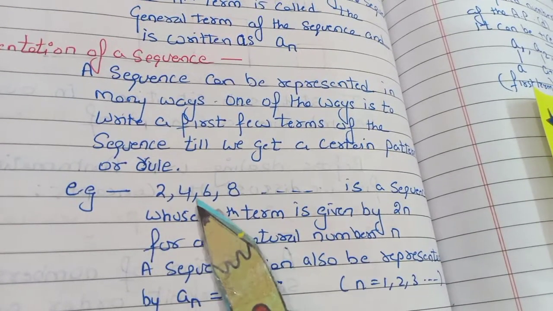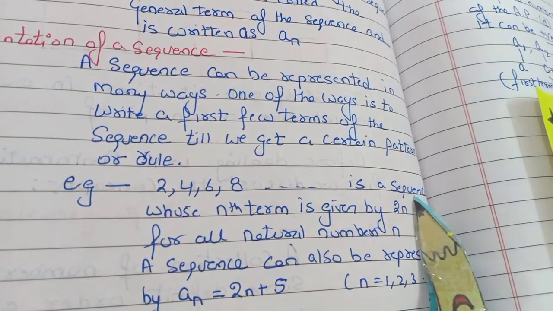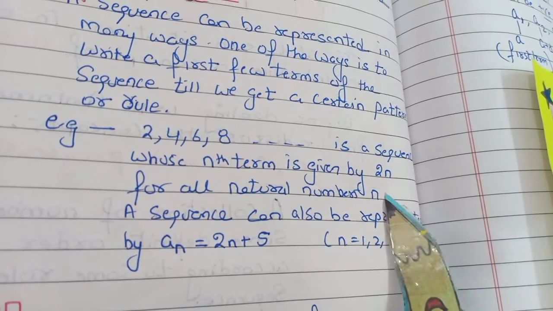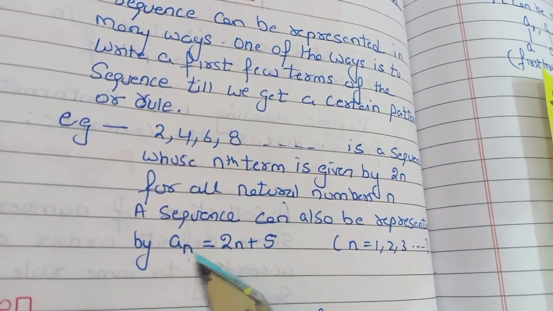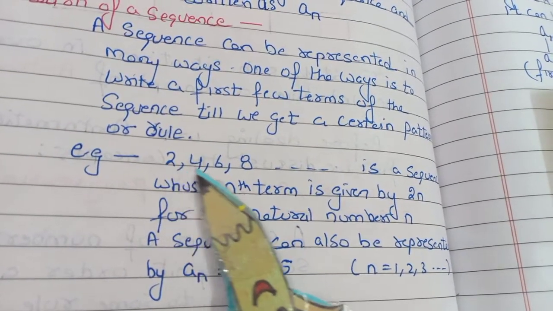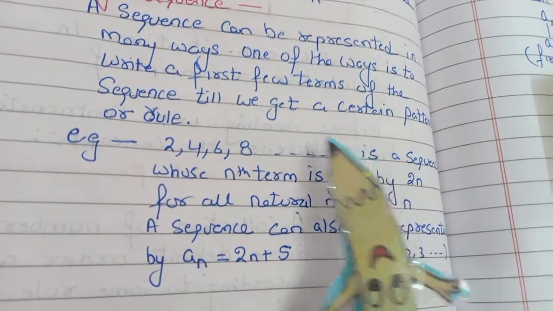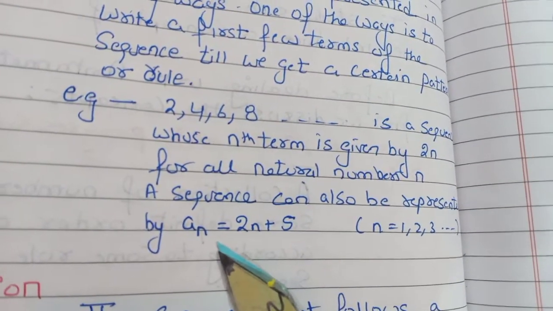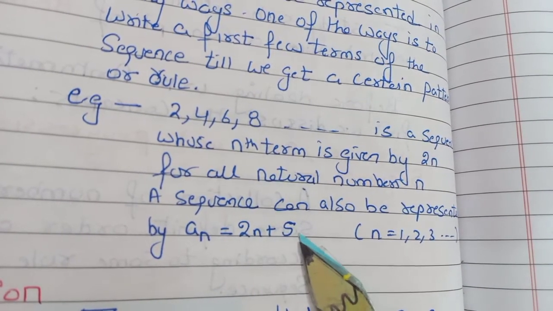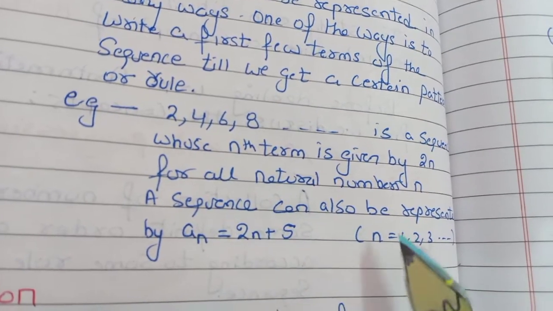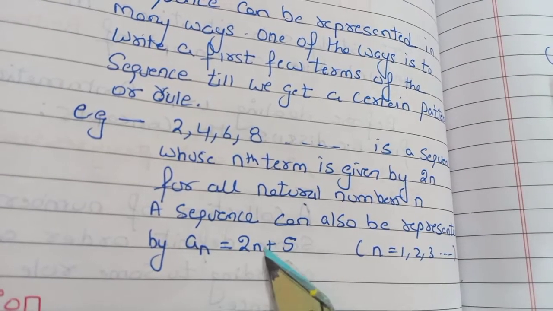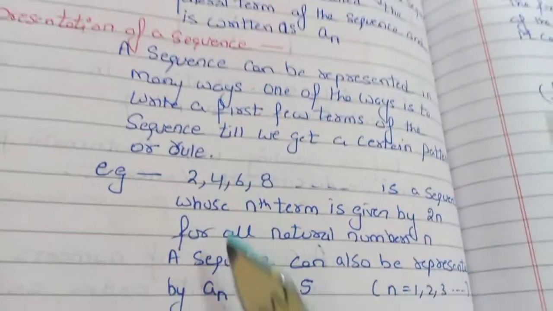For example, 2, 4, 6, 8 is a sequence whose nth term is given by 2n for all natural numbers n. There is another form of writing a sequence: an is equal to 2n plus 5. The sequence can also be represented by an is equal to 2n plus 5. I get the values of the sequence by putting different values of n. If I put n as 1, 2 multiplied by 1 plus 5, I get 7. 7 is my first term.